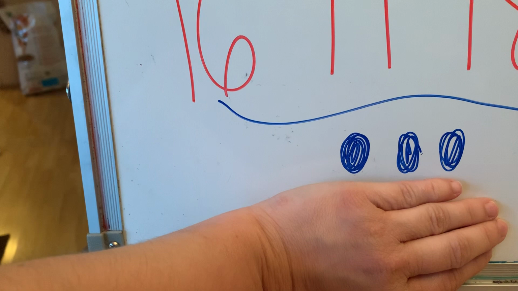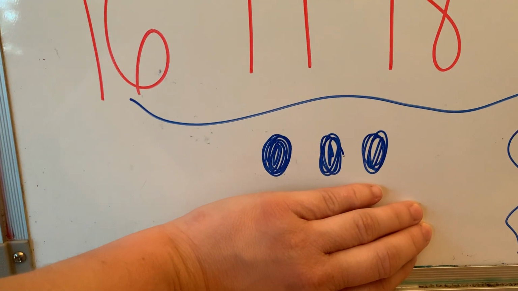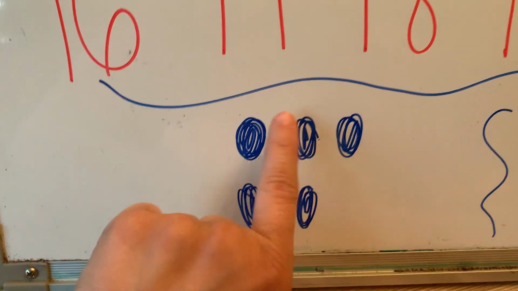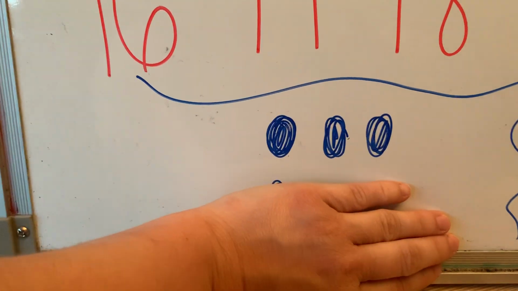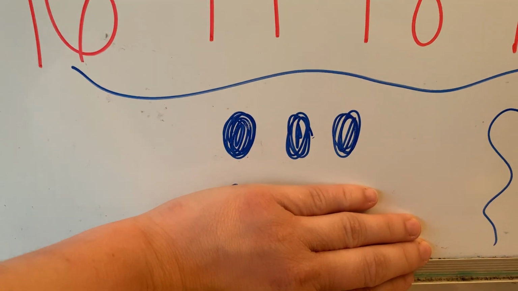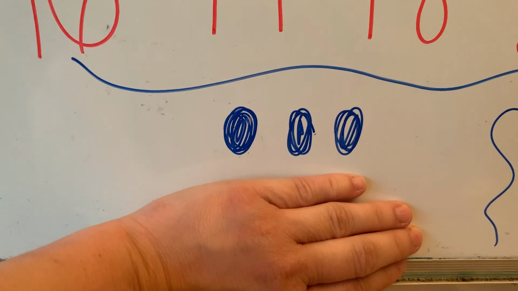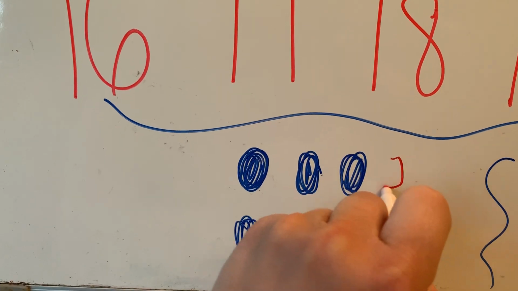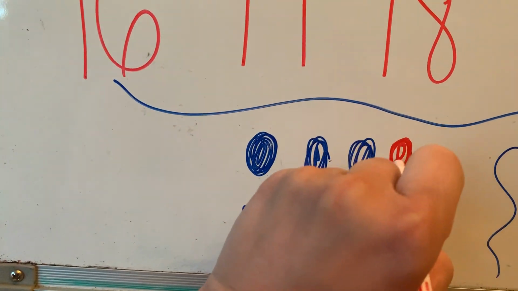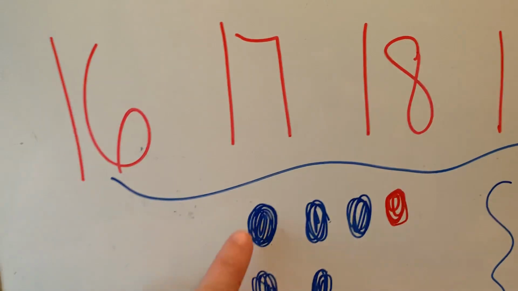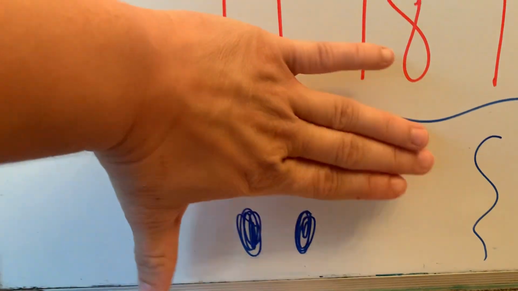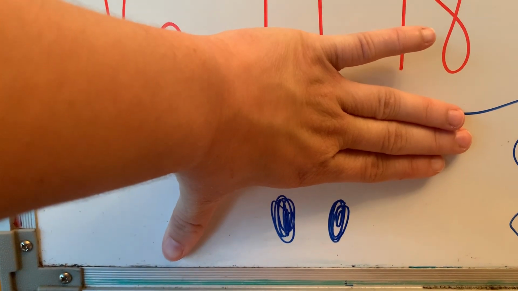This top one, how many dots are in this top group? 3. 1, 2, 3. Great job, guys. And what is 1 more than 3? 4. So if I added 1 more dot in there, I would have 4 dots. Let's check that. 1, 2, 3, 4 dots. Great job, guys.